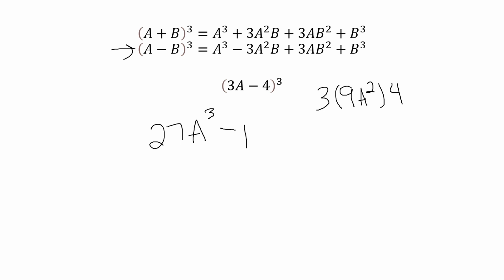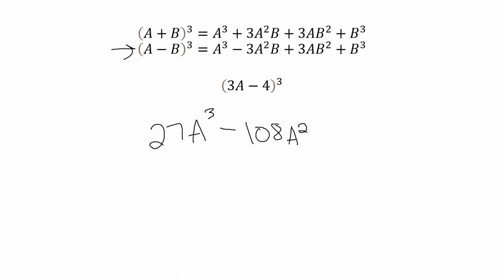Whoops, let me actually grab my calculator, because that's going to be a pretty big number there. So 3 times 9 is 27, but 27 times 4 is 108. So minus, oh, my pen, there it goes, minus 108a squared. All right.